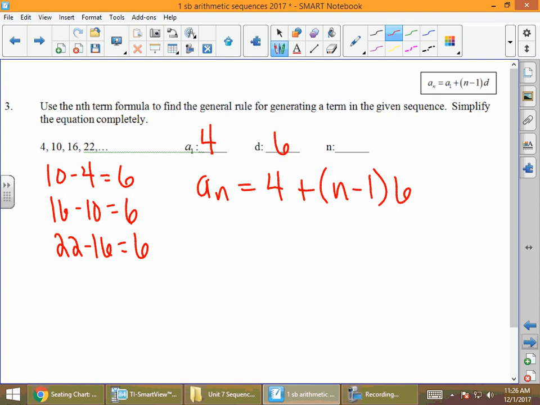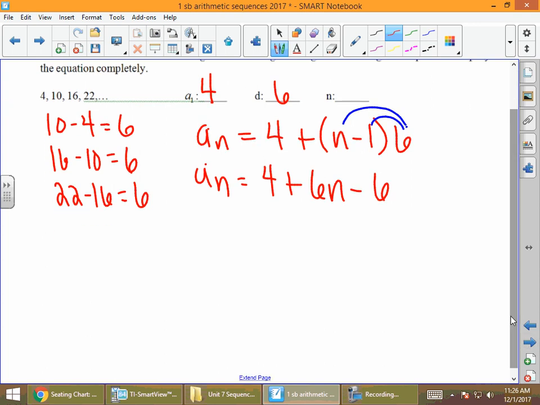To figure out this now, because it says simplify the equation completely, we're going to distribute the 6. So we end up with a sub n equals 4 plus 6n minus 6. A sub n, then when we combine like terms with the 4 minus the 6, is negative 2 plus 6n. That's the general rule for any term in the sequence.